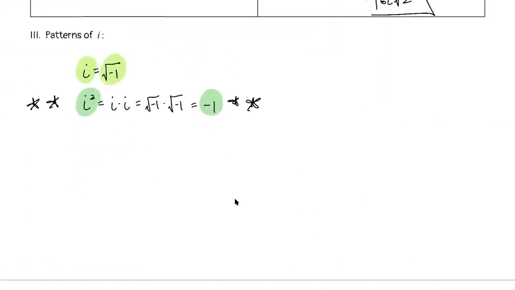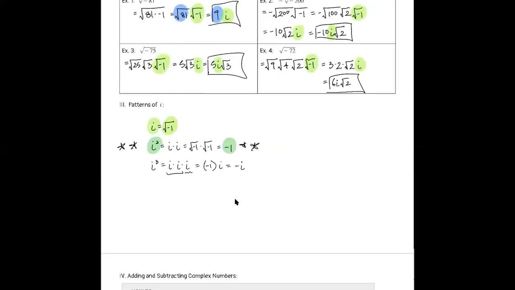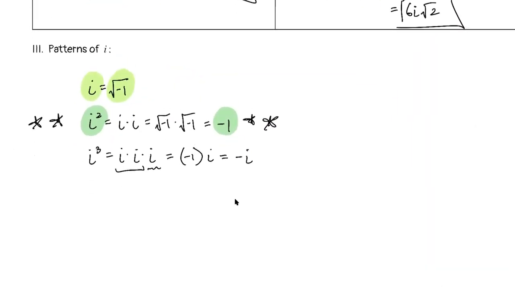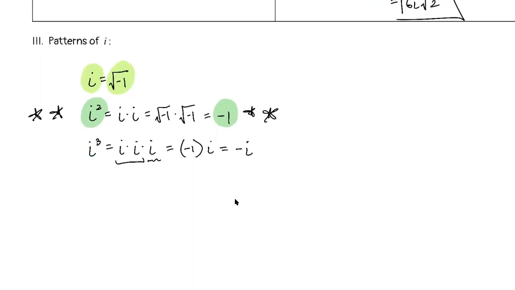There are two other values of i that I think are nice to know. If we take i cubed, another way to think about that is i times i times i. I know that i squared is -1, and then i is just i. So -i is equivalent to i cubed. We don't use that one quite so much.